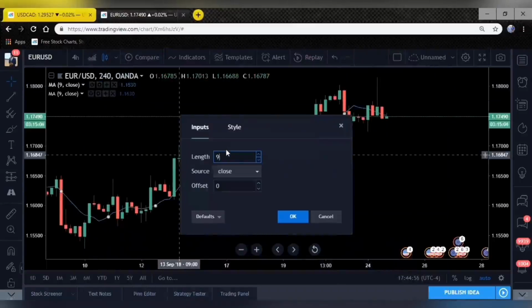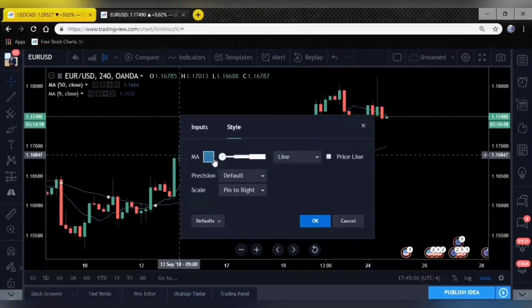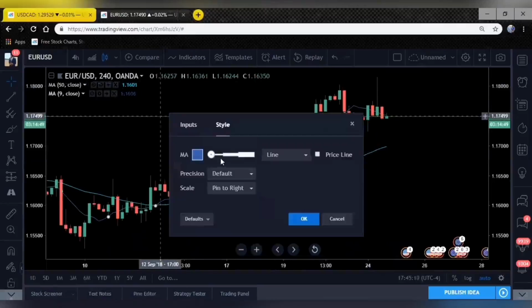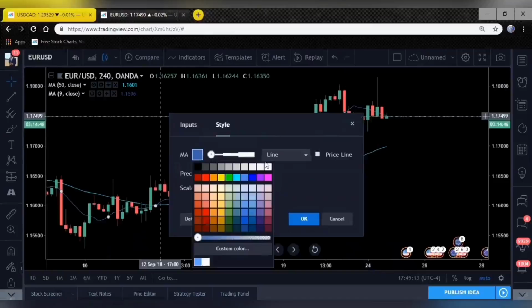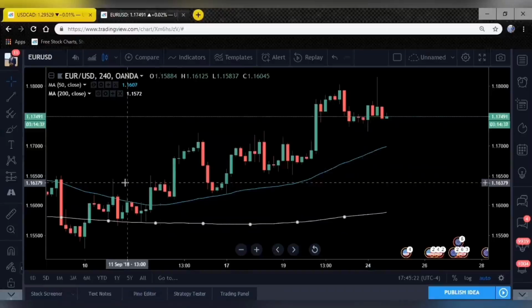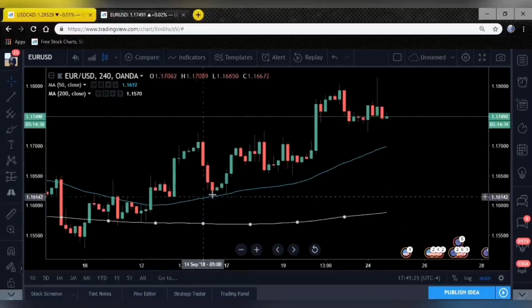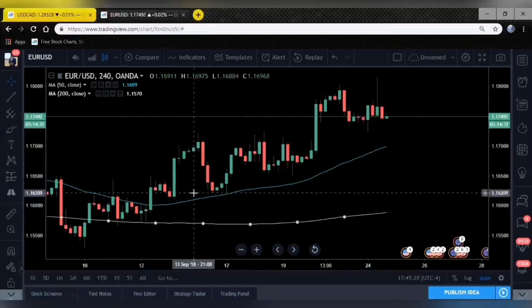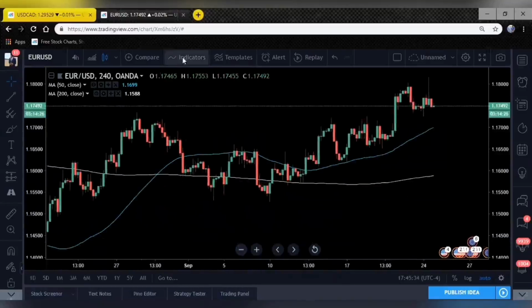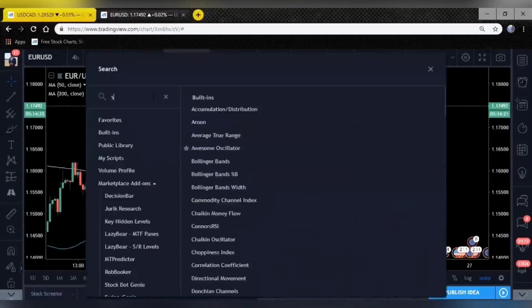For the leading indicator, we are going to change the settings to 50. Change the color to a light blue. For the lagging indicator, we are going to change the settings to 200 and color coded white. The leading indicators come first, which is the moving average 50, and the lagging indicator comes second, which is the moving average 200. We are also going to add the stochastic right in there.